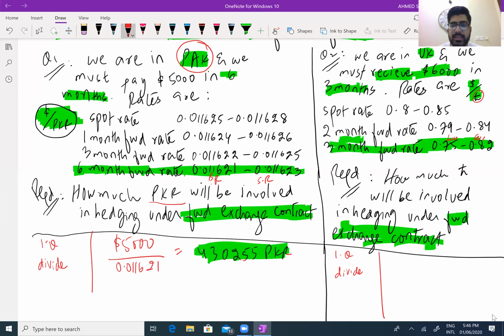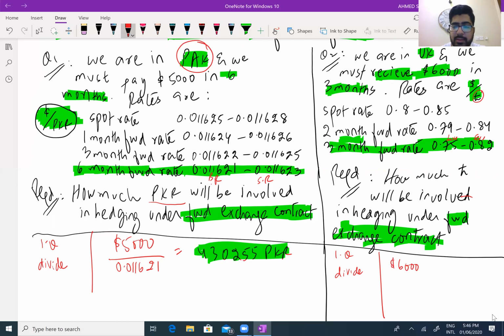So, last step. The row has been highlighted, the quote has been made. The last step: how much do you have to receive? $6,000. You will be receiving $6,000. The question asks how much pounds will be involved in hedging. You need to convert it into pounds.